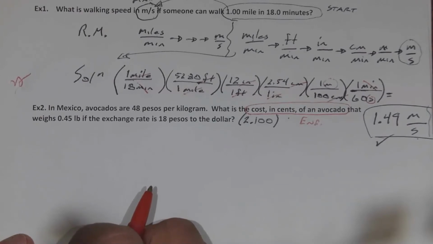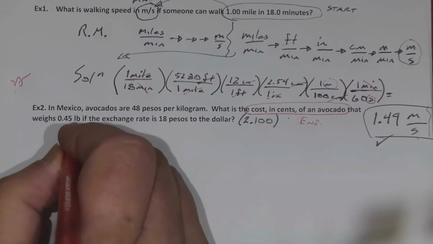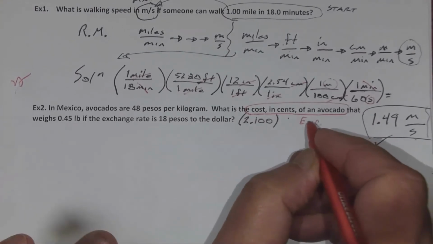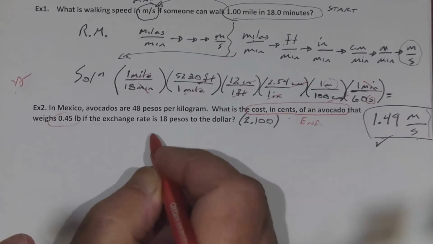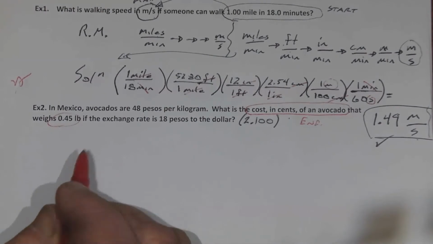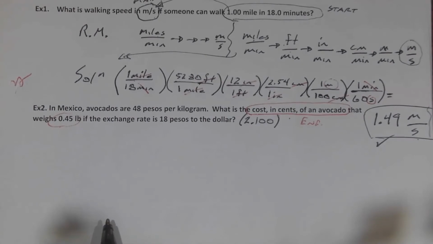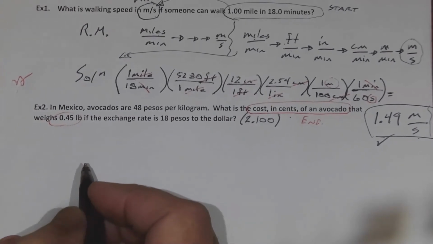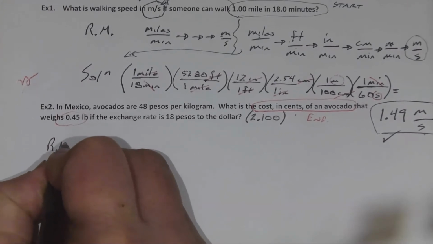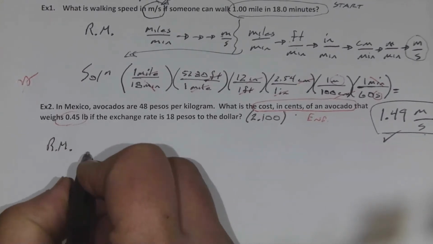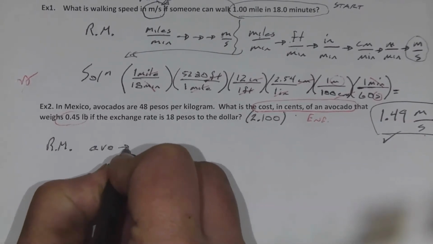A couple of places we could go, but I'd probably say that I'm starting with either one avocado or the weight of the avocado. And again, I probably am actually going to start with one avocado and then say an avocado weighs 0.45 pounds. But this starting point, you've got a little flexibility on there because there's a single avocado. All right, so my roadmap then, see if we can get this right on the first try, is going to be avocados to pounds.